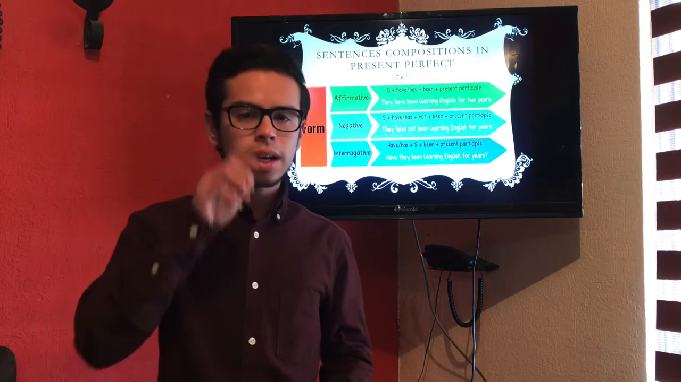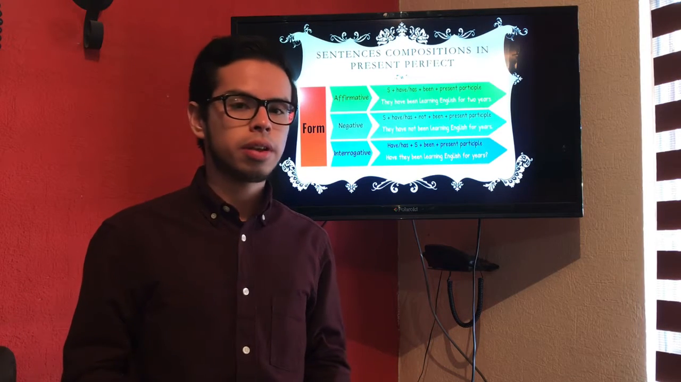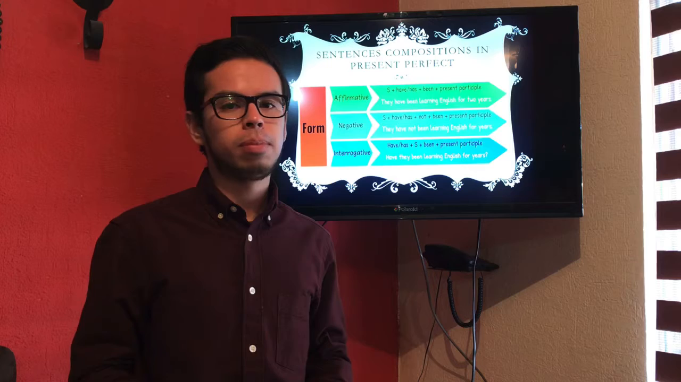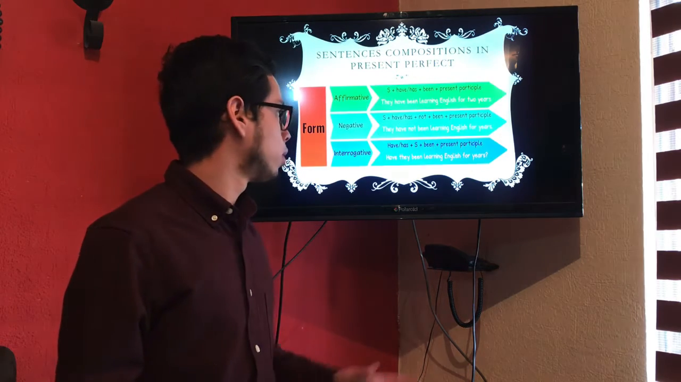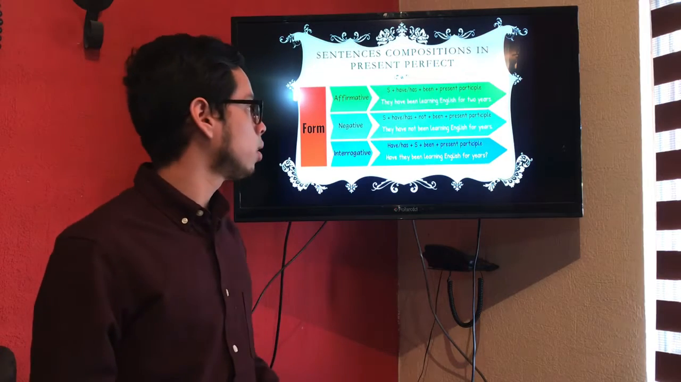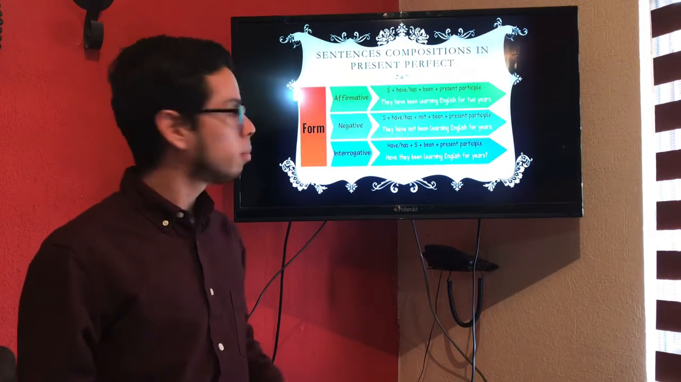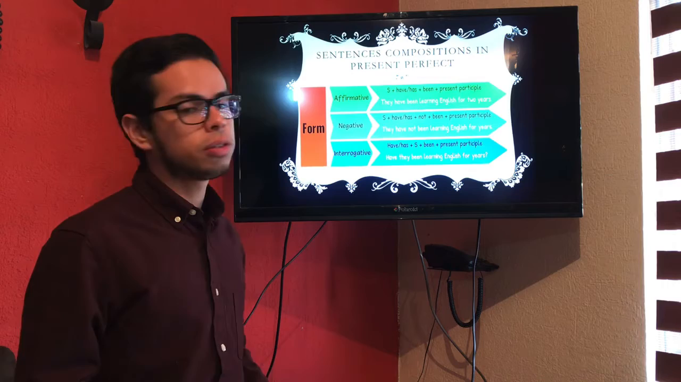The second, the negative, is composed of the subject plus the auxiliary plus not, or its contraction haven't or hasn't. After that it is the same: the verb in past participle and the present participle. Example: they have not been learning English for years.